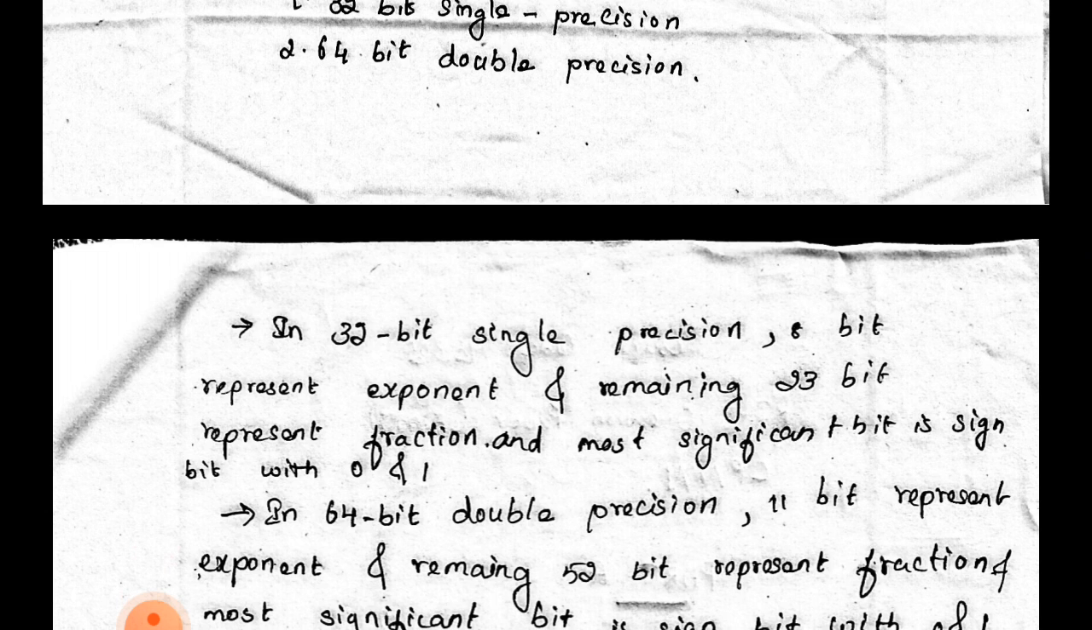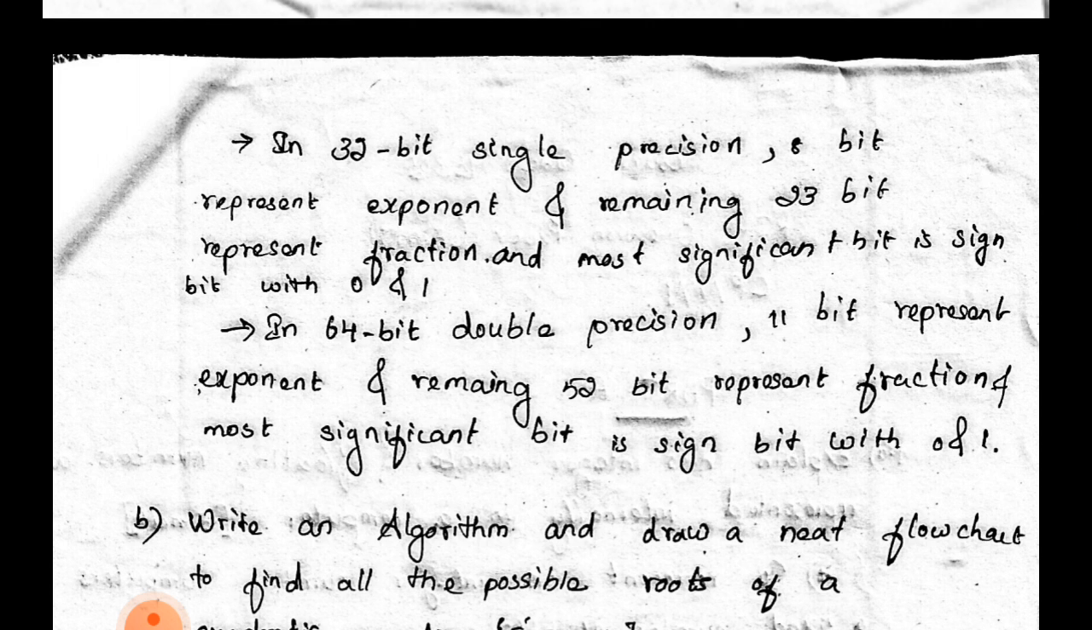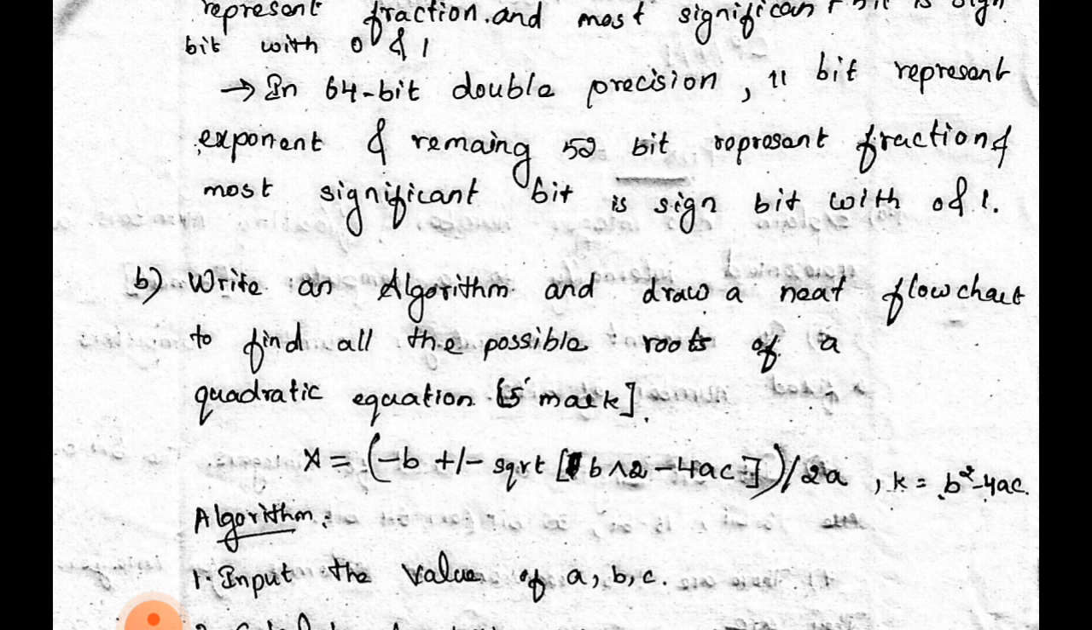In that, the exponent is expressed as capital E and the fraction is capital F. For 64-bit double precision, 11 bits represent the exponent, 1 bit is the sign bit, and the remaining 52 bits are the fraction. This is about floating numbers.